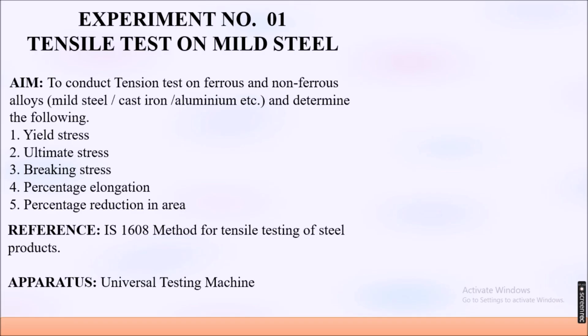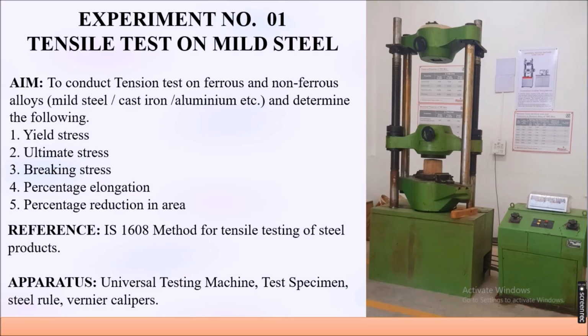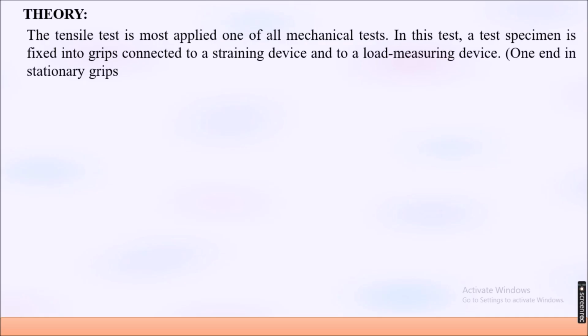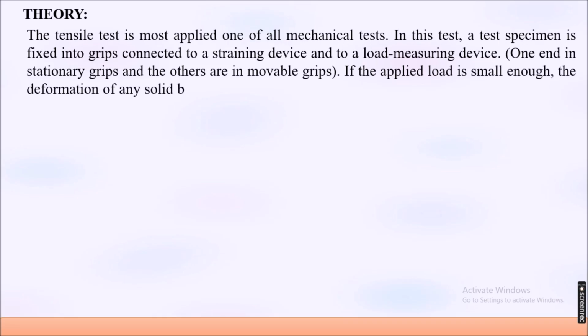Apparatus: universal testing machine, test specimen, steel rule, vernier calipers. Theory: the tensile test is the most widely applied of all mechanical tests. In this test, a test specimen is fixed into grips connected to a straining device and to a load measuring device. One end is in stationary grips and the other is in movable grips.